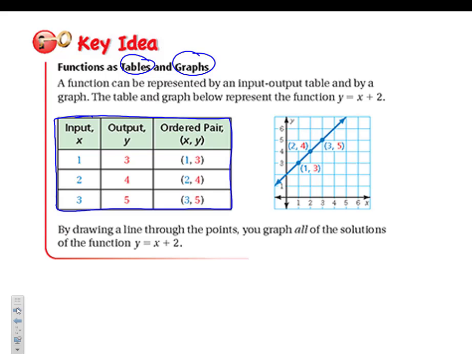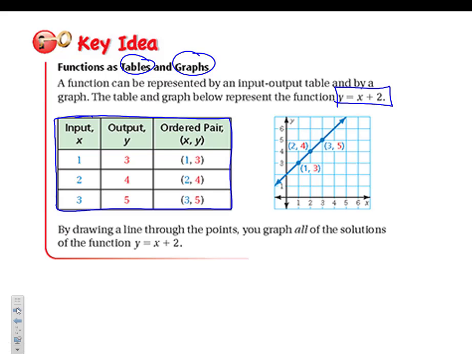Another way of representing our functions, put those ordered pairs on a graph, and then by drawing a line through those points, you'll notice that all those points fall on the line, we can create a graph that shows all the solutions of the function. So notice, here's our second way of learning the function rule, y equals x plus 2. And when we put in a 1, we get out a 3, a 2, we get out a 4, a 3, we get out a 5, we graph those.